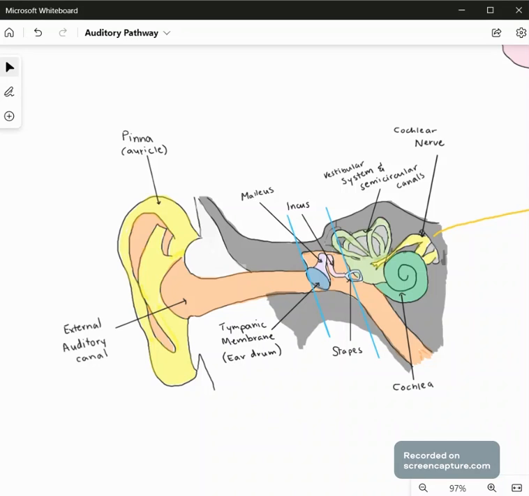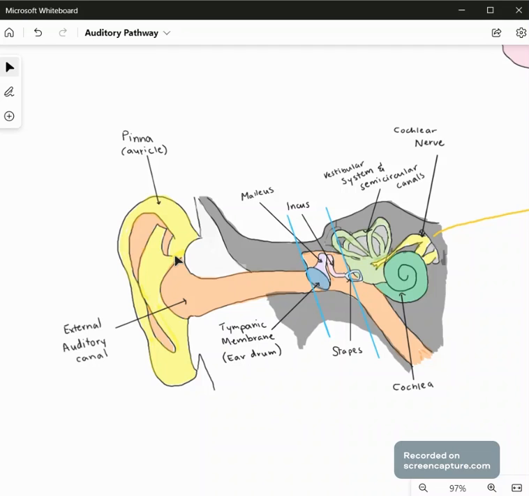Hi, in this video, I will be talking about the auditory pathway. To understand how this works, we first need to know some of the primary structures of the ear. So the ear is divided into three parts: the outer ear, the middle ear, and the inner ear.